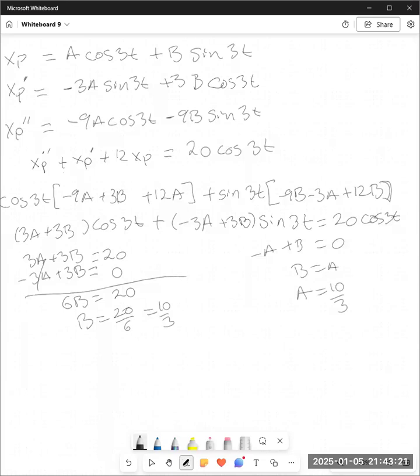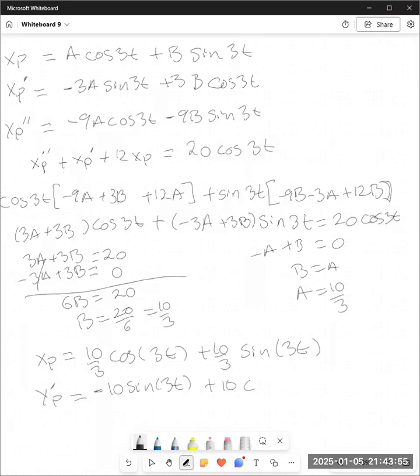And my xp is going to be equal to 10 thirds cosine of 3t plus 10 thirds sine of 3t. I'm also going to need my first derivative here in a second. So this is going to be negative 10 sine of 3t plus 10 cosine of 3t. All right.